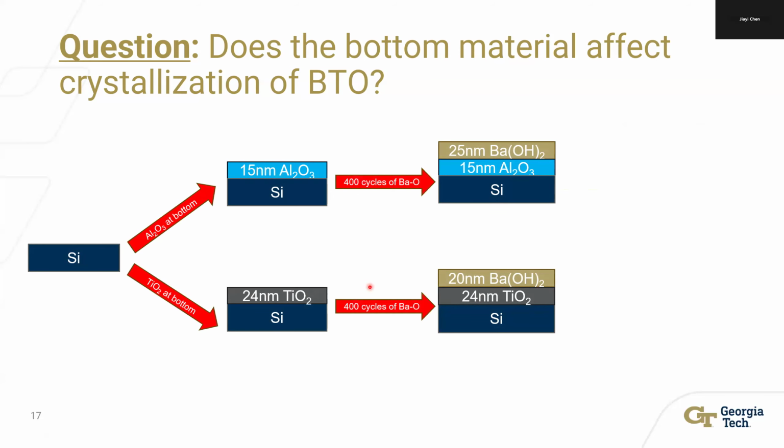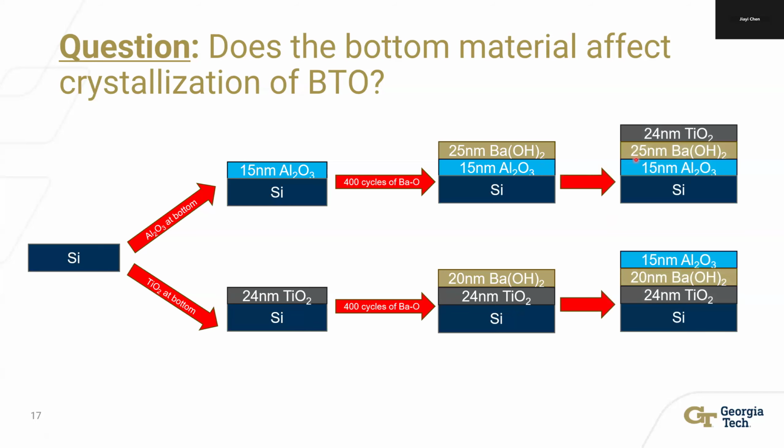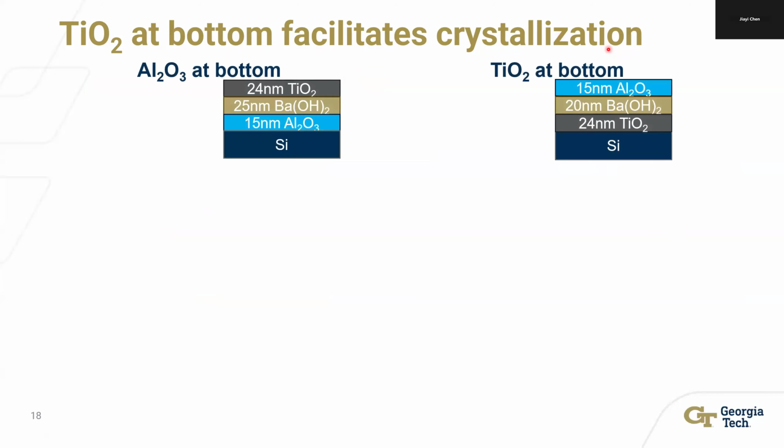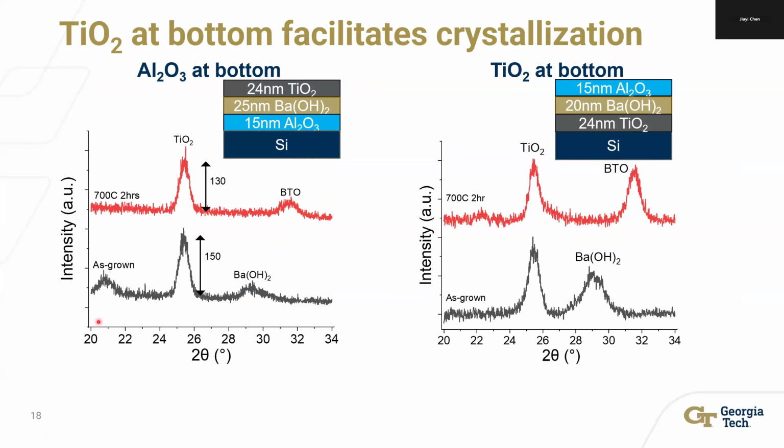Although we ran the same number of cycles, we still get slightly different thicknesses. And then we kept the structure with opposite materials. And we find that TiO2 at the bottom facilitates the crystallization. So we have these two structures that we made in the previous slide, and we take the XRD before and after annealing.